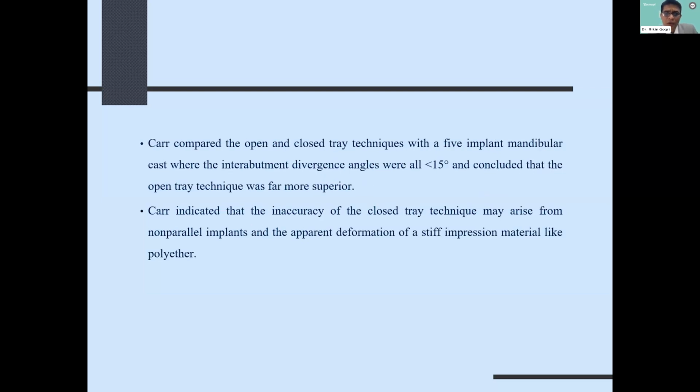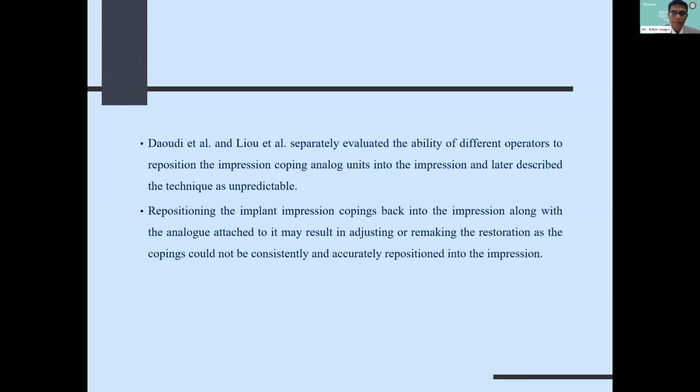Carr compared the open and closed tray techniques with a 5 implant mandibular cast where the intra-abutment divergent angles were less than 15 degrees and concluded that the open tray technique was far superior. So again, we confirm that we would want to go for open tray, but that does not mean that for a single implant or a 2 implant case, you cannot use the closed tray technique.